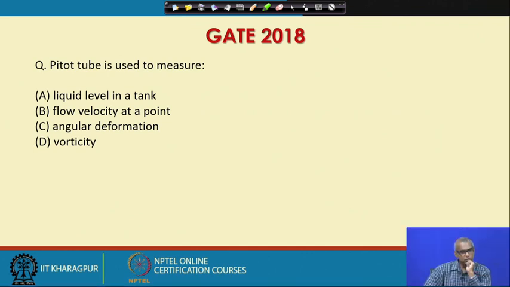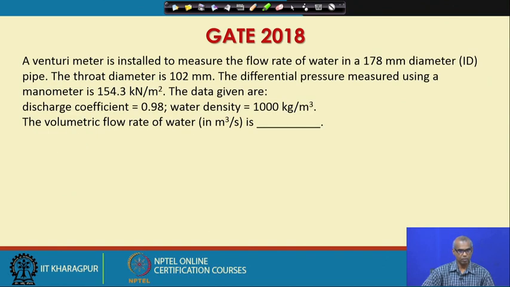So, this is the question that appeared in 2018. Pitot tube is used to measure liquid level in a tank, flow velocity at a point, angular deformation, vorticity. So, the correct answer is flow velocity at a point. We have seen this before when we talked about flow measurements.